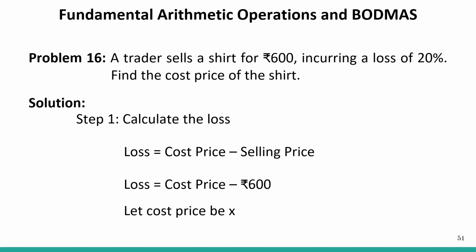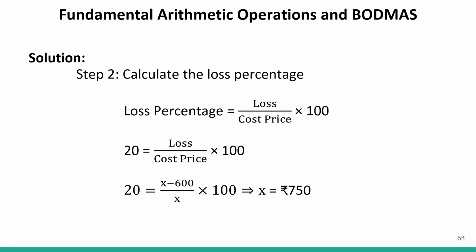A trader sells his hut for 600 rupees, incurring a loss of 20%. Find the cost price of this hut. So the trader sells his hut for 600 with a loss of 20%. So basically 80% is equal to 600, and 1% is equal to 600 by 80. This implies that 100% is 600 by 80 into 100. So a zero is cut down there. So 6000 by 8 is nothing but 750.